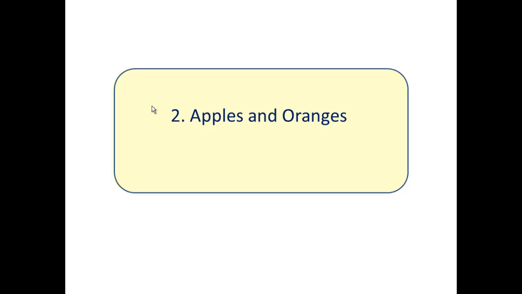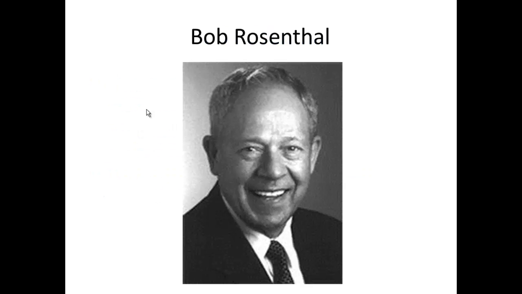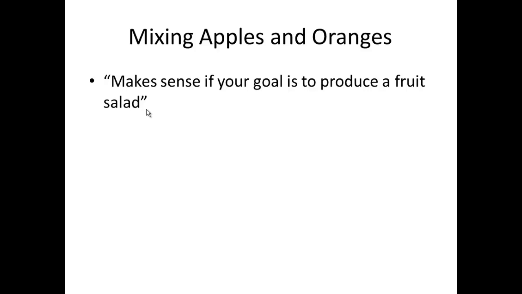The next thing that we hear again and again is that you're mixing apples and oranges. If you actually do a Google search for apples and oranges, in fact, one of the books on meta-analysis has a picture on the front of an apple and an orange. Bob Rosenthal, and the criticism says, you're trying to synthesize data from studies that may include different populations, different protocols, different study designs, and the summary effect may ignore important differences among these. That's a picture of Bob. Bob said, mixing apples and oranges makes sense if your goal is to produce a fruit salad.